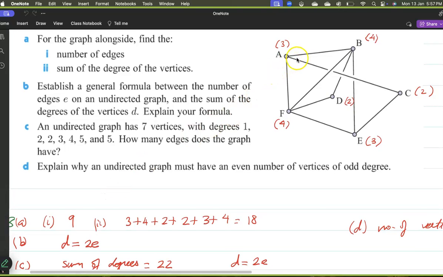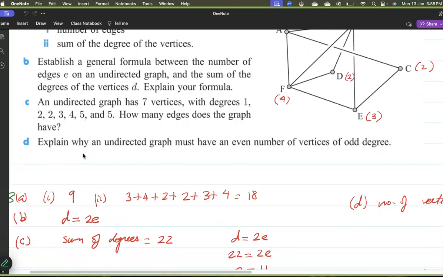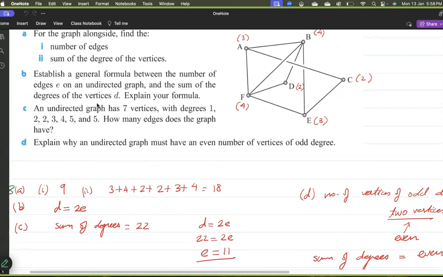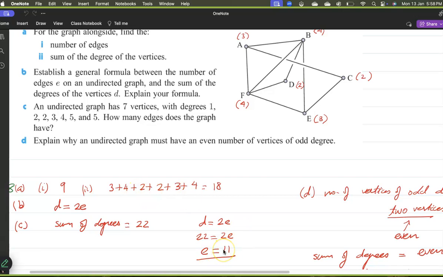So the number of edges is... How do you count the number of edges? You know that edges are these lines. So you count the number of lines. These are 9. Correct? The sum of the degrees of the vertices. So you do the sum of the degrees of the vertices. Now obviously the sum of the degrees is 2 times the number of edges. Correct? An undirected graph has 7 vertices, each with degree 1. How many edges are there? So you do the sum of the degrees and then you work it out.